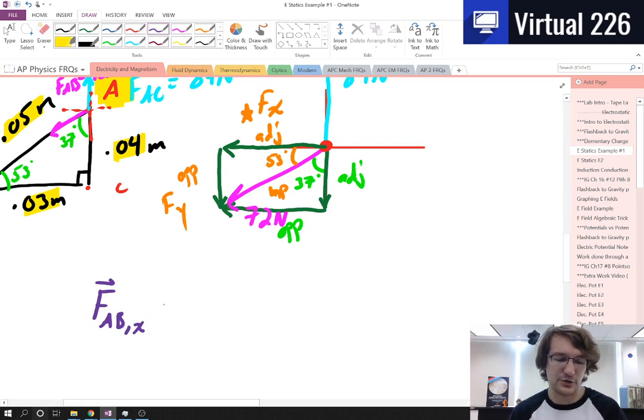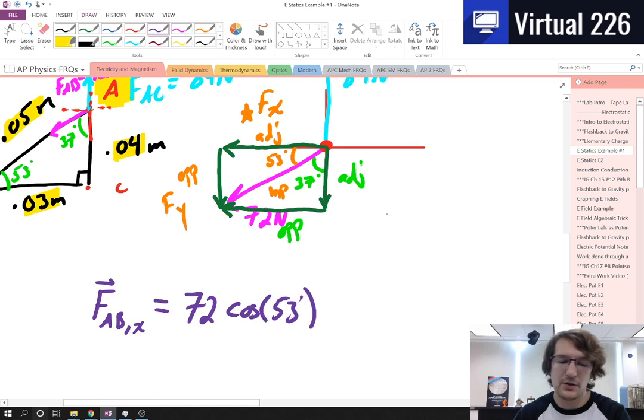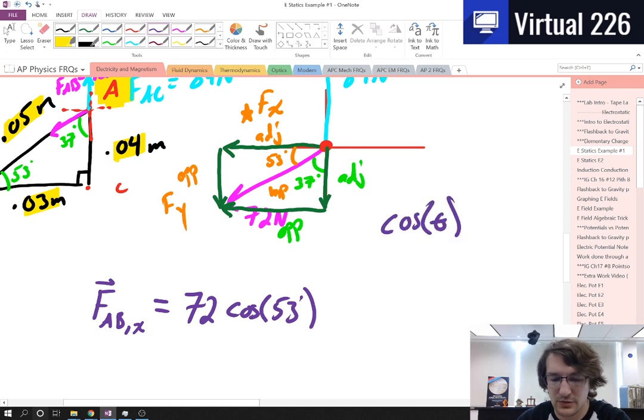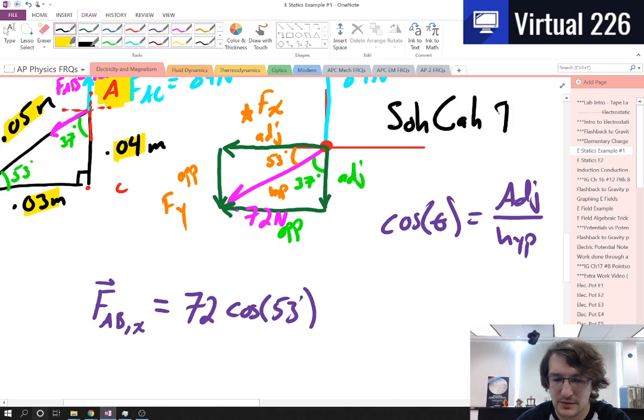We haven't really covered x hat. So just in the x direction is going to be equal to 72, my hypotenuse, times the cosine of 53 degrees. And the way I got that is I know that the cosine of some angle is equal to an adjacent over a hypotenuse. That goes all the way back to the classics of SohCahToa, where the cosine equals an adjacent over a hypotenuse. So cosine of an angle equals the adjacent over hypotenuse.